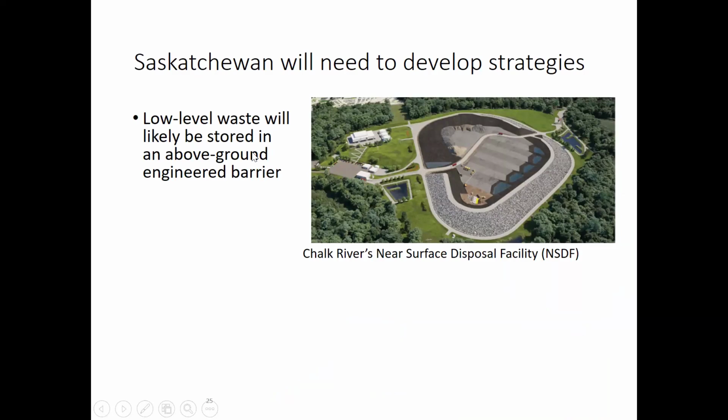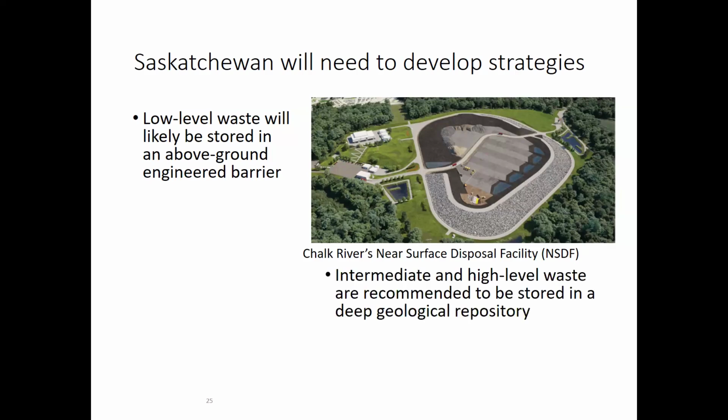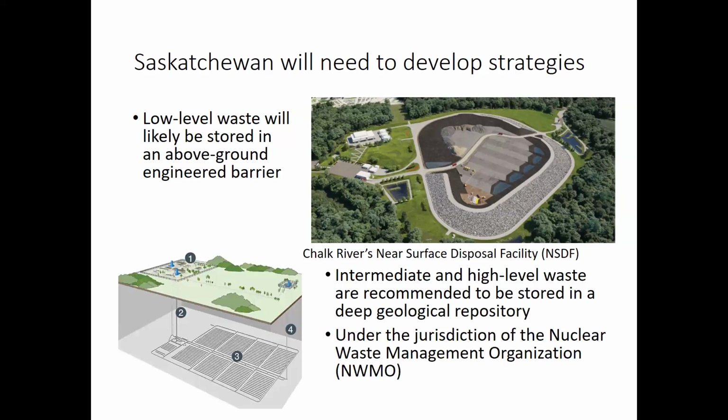A couple other notes here. Some things that Saskatchewan will need to think about, or Canada in general. When it comes to low-level waste, you typically dispose of it within one of these so-called near-surface disposal facilities. This is some kind of simulated 3D model of what it would look like for Chalk River. They have an approved near-surface disposal facility now being built. And for intermediate level waste, as well as high-level waste, so it's spent fuel and other nasty research stuff, it's been mandated that you need some kind of DGR. So it's an open question how that's going to work, particularly when it comes to intermediate level waste.